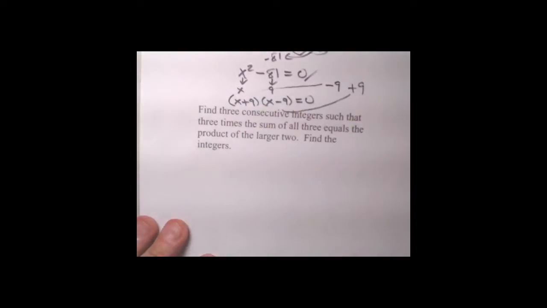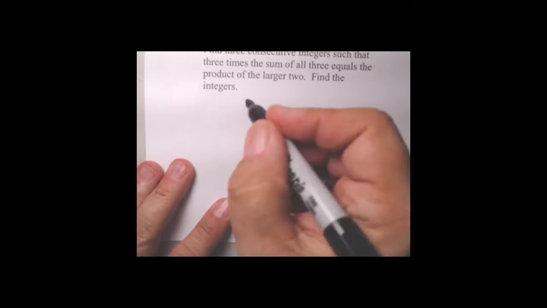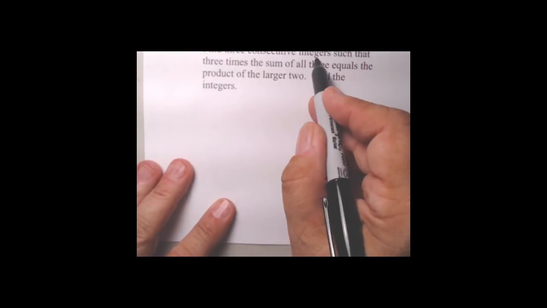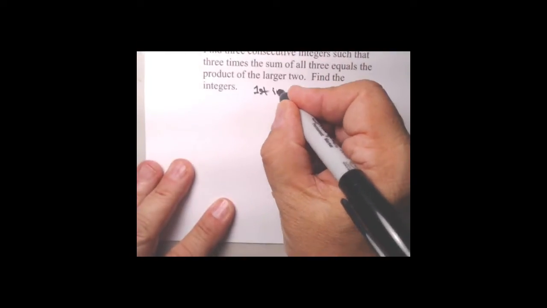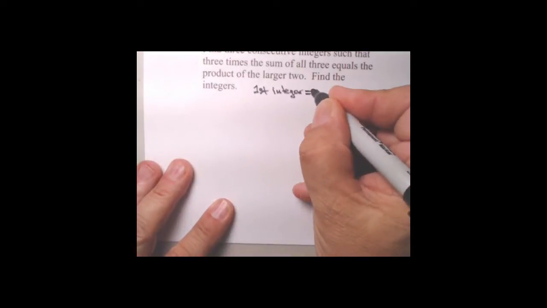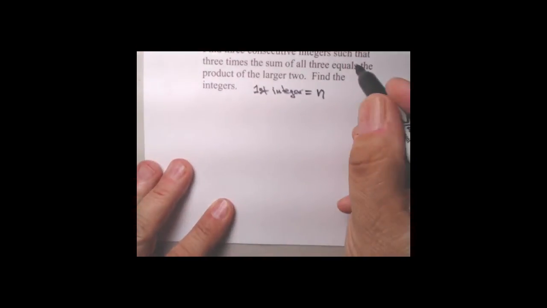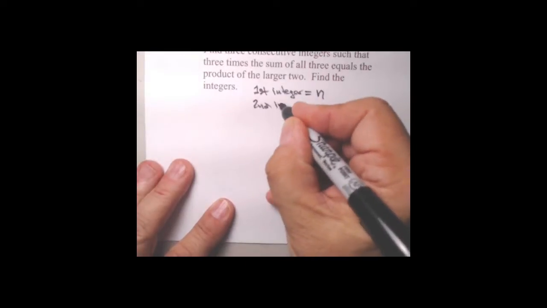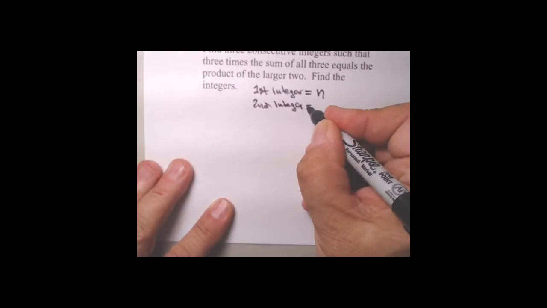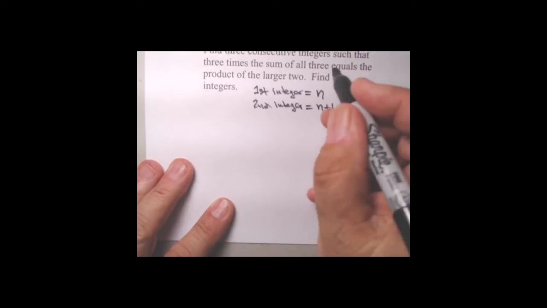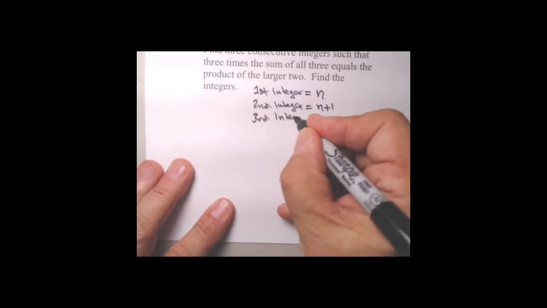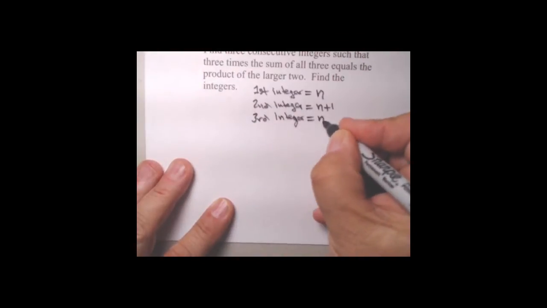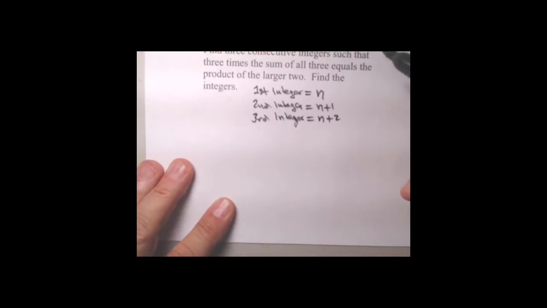One last guy to take a look at here. Find three consecutive integers. Well, consecutive integers now, no evens or odds. So I could say first integer, let's go back and use n just for fun. Second integer is going to be one more than that, so n plus 1. Third integer is going to be one more than that last guy, so he's going to be n plus 2. There they all are.